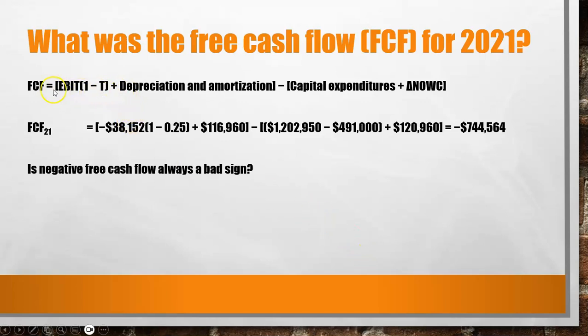So here we have free cash flow. Here's the formula for free cash flow. Free cash flow was negative 74,744,564. So is negative cash flow always a bad sign? Not necessarily, because remember we added property, plant, and equipment. That about equals that.